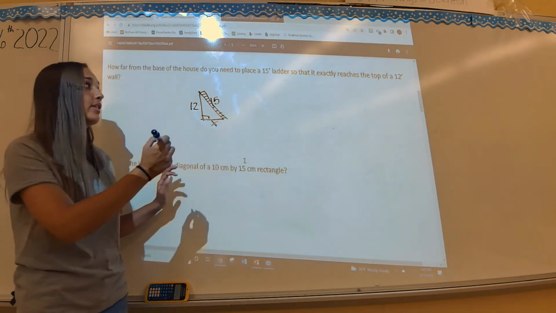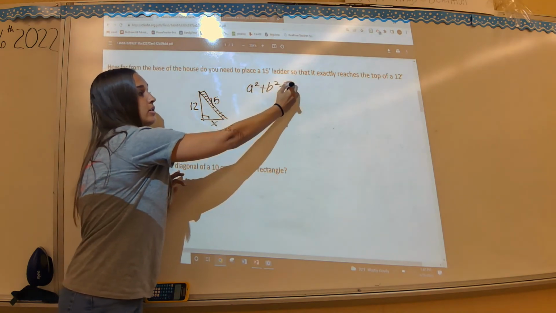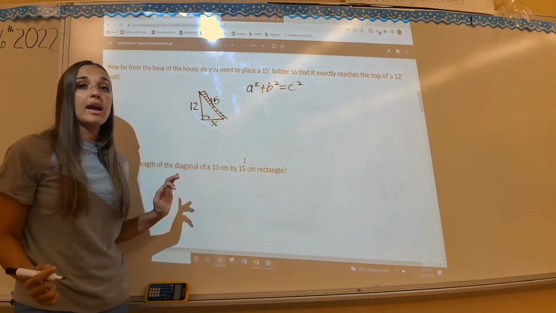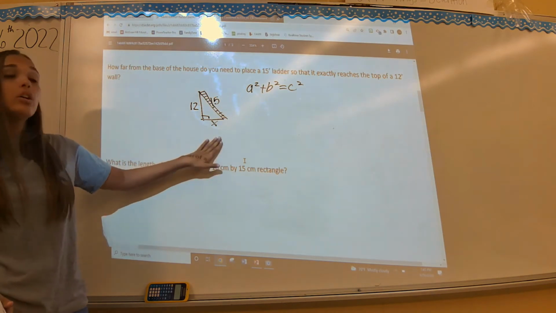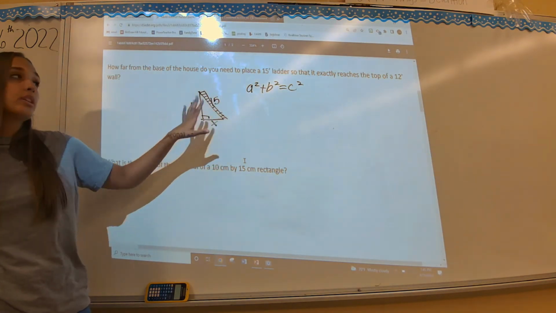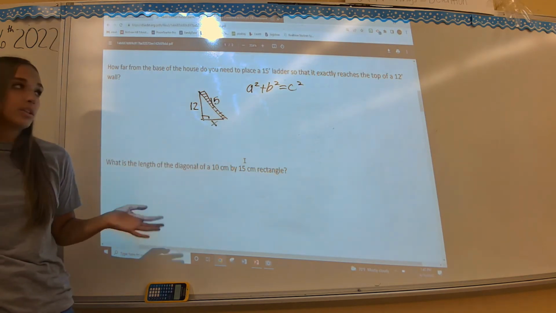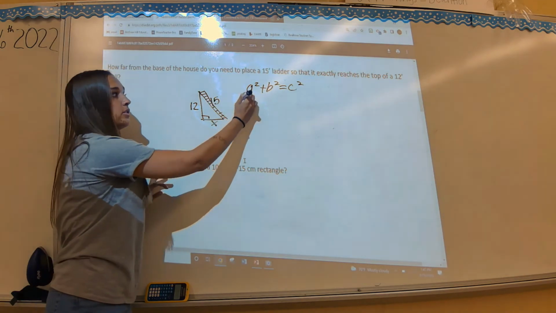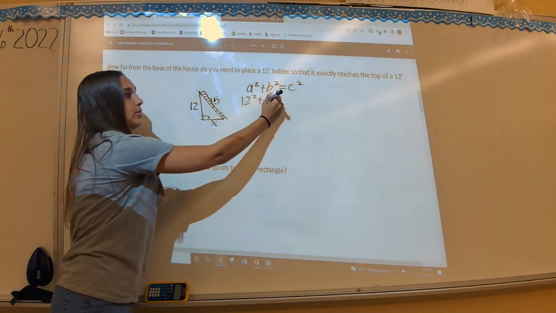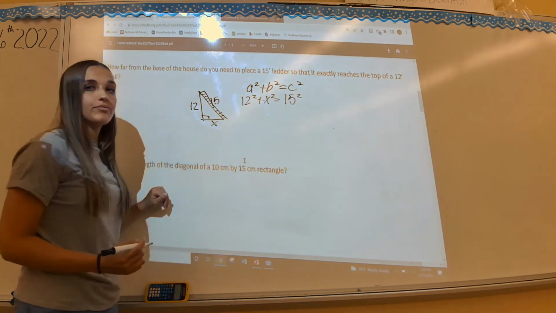So I'm going to use my Pythagorean theorem because this made us a right triangle. And we have our a squared plus our b squared equals our c squared. That's our Pythagorean theorem, where a and b are our legs and c is our hypotenuse. It doesn't matter if I put 12 first or x first. Either way, we'll still get the same answer. So I'm going to put my 12 first. So 12 squared plus x squared equals my hypotenuse squared.